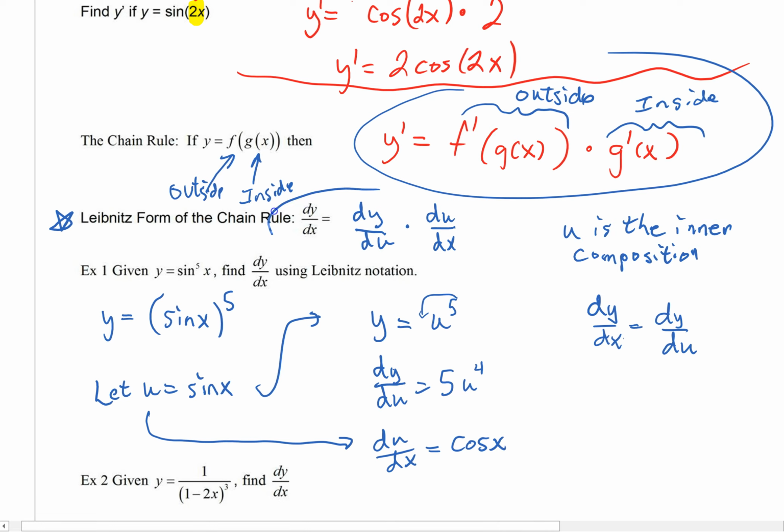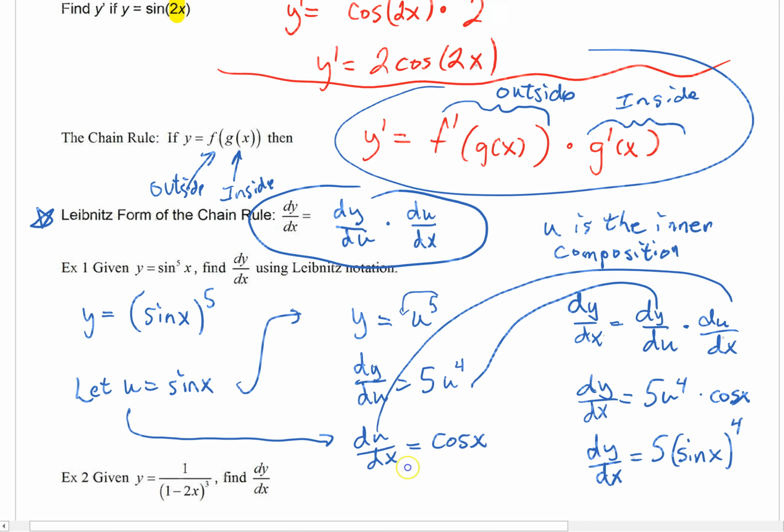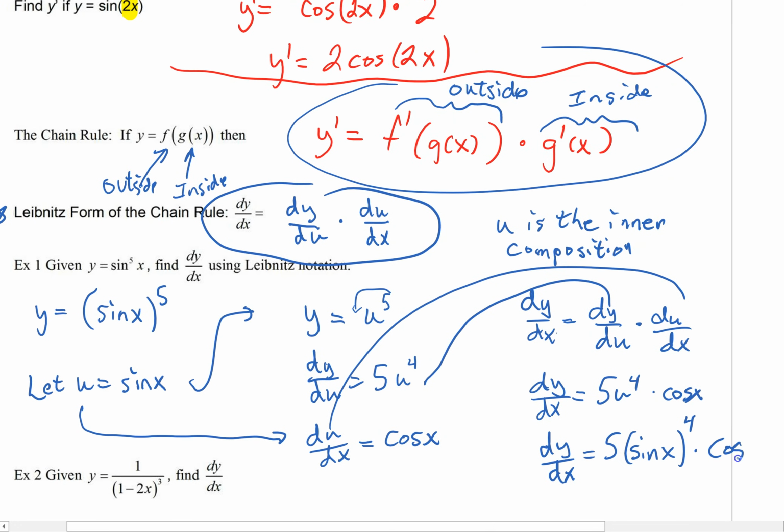Dy dx, and I'm just referring to this right here. It's dy du times du dx. And let's put this all together. Dy du, well, that's right here, isn't it? It's 5u to the 4th. How about du dx? Well, that's your cosine of x. And then you could re-substitute in with your u. You'd say, well, your u was the sine of x. And there you have it.